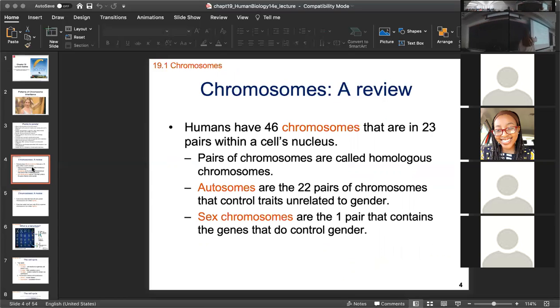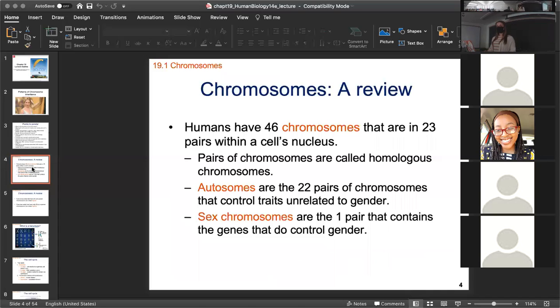This word right here in red, autosomes. We talk about autosomal inheritance. Autosomes just means all the regular chromosomes besides the sex chromosomes. And then you have the sex chromosomes, which are the pair that contains the genes that do control gender.